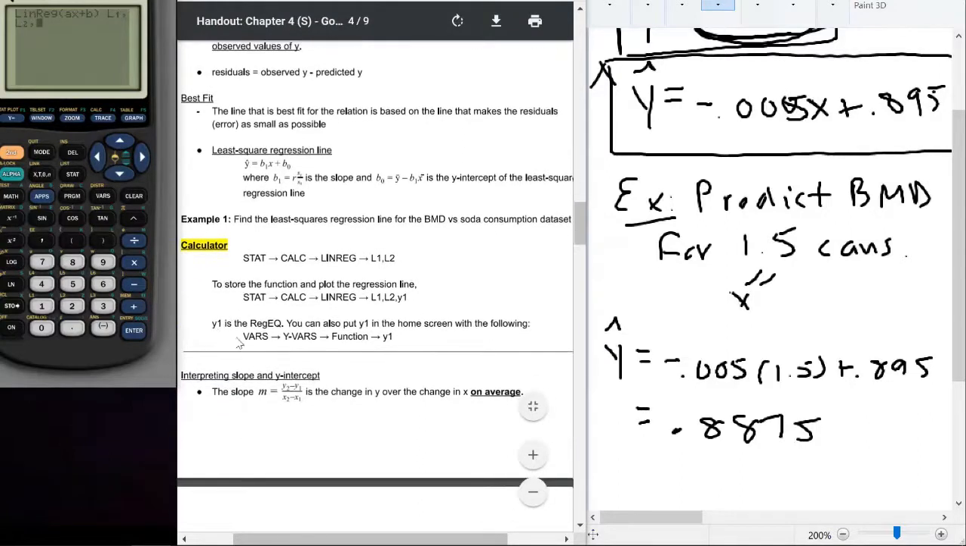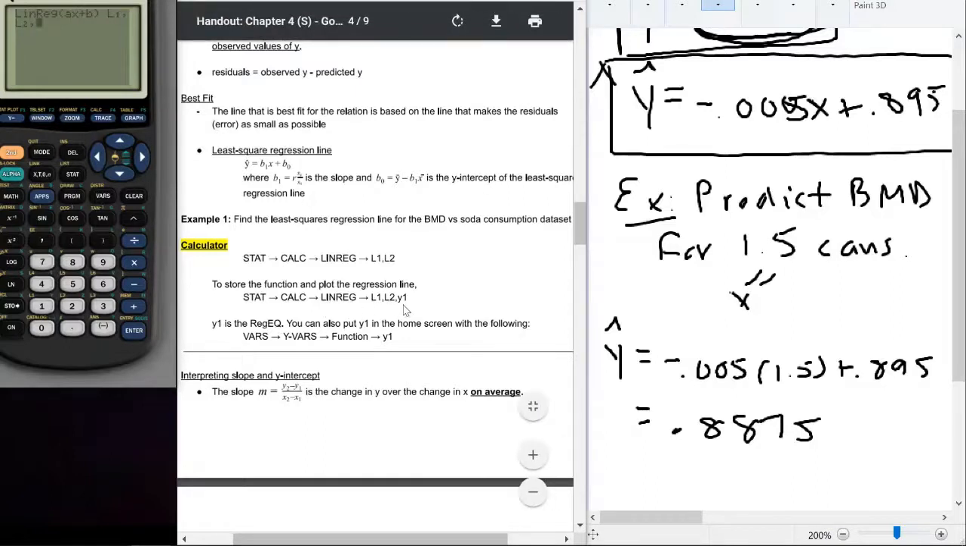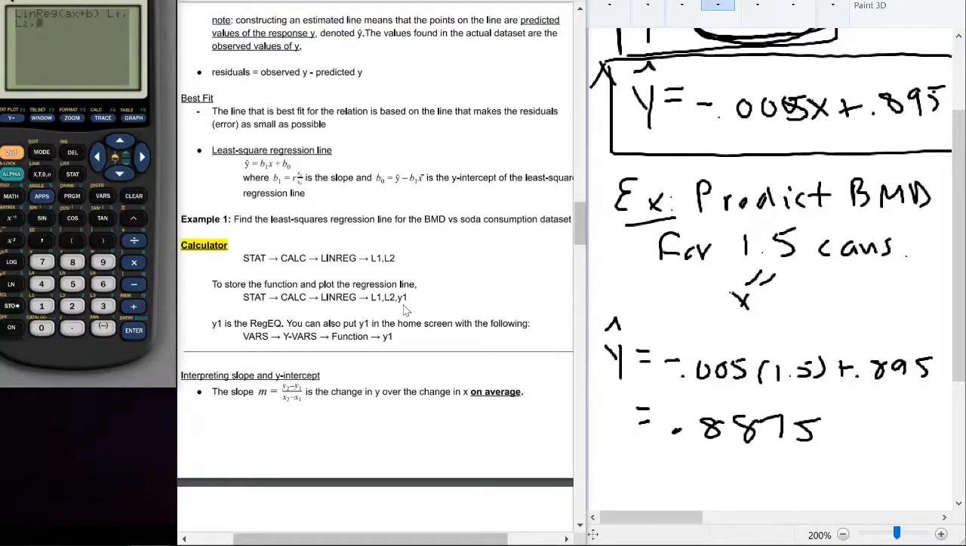Y1 is the regression equation, and if you have the 84, you'll see this RegEQ on your screen. That's where you're going to place that variable Y1. To do so, you hit VARS. Then on top, you'll see the tab Y-VARS, and then go to number 1, Function. You'll see Y1, Y2, Y3. We're going to default to Y1. We're telling the calculator to place Y1 onto the home screen. So now the linreg has an additional variable.